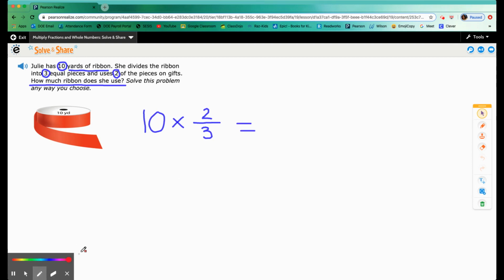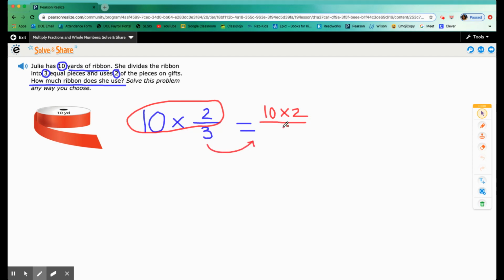As we talked about before, when we're multiplying whole numbers and fractions together, first we look at the numerator of the fraction, which in this case is 2, and we multiply it by the whole number, which in this case is 10. So we will do 10 times 2 first, over 3, the denominator, which stays the same. So let's multiply. 10 times 2 is 20, and the denominator remains the same at 3. So now we have 20 thirds.